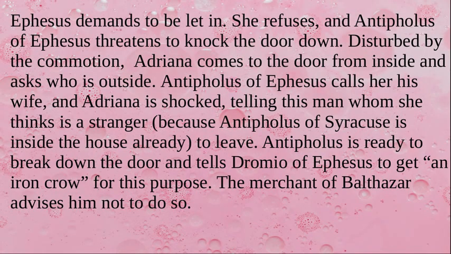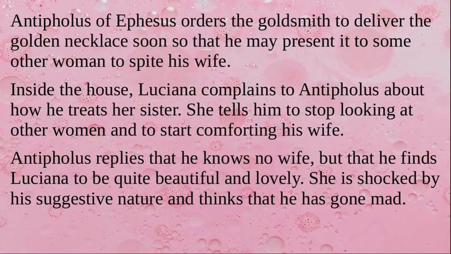Antipholus is ready to break down the door and tells Dromio of Ephesus to get an iron crow for this purpose. The merchant of Balthazar advises him not to do so. Antipholus of Ephesus orders the goldsmith to deliver the golden necklace soon so that he may present it to some other woman to spite his wife.